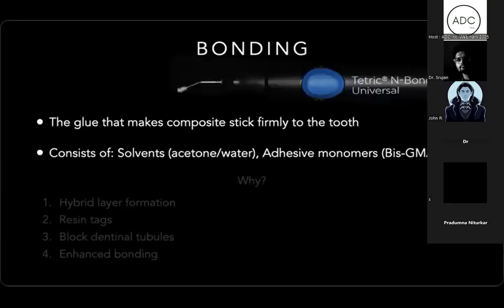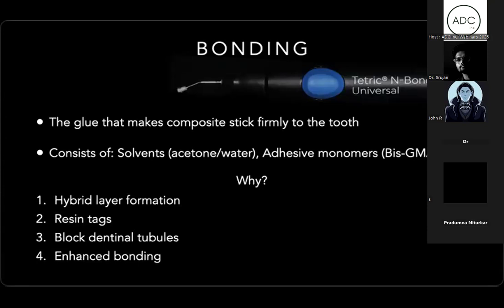Second method of surface treatment, bonding. Let's talk about that. Bonding agent is the glue that makes composite stick firmly to the tooth. On a typhodont or anywhere, just take a small button of composite and try to place it with your instrument. You'll notice that your composite is going to stick on the composite instrument itself, and it will not stick to the tooth or the surface.